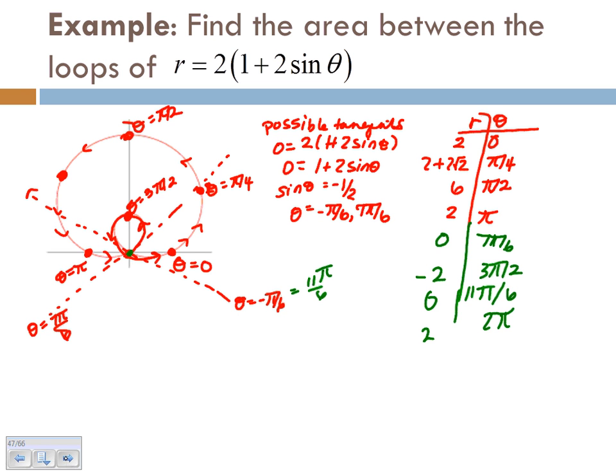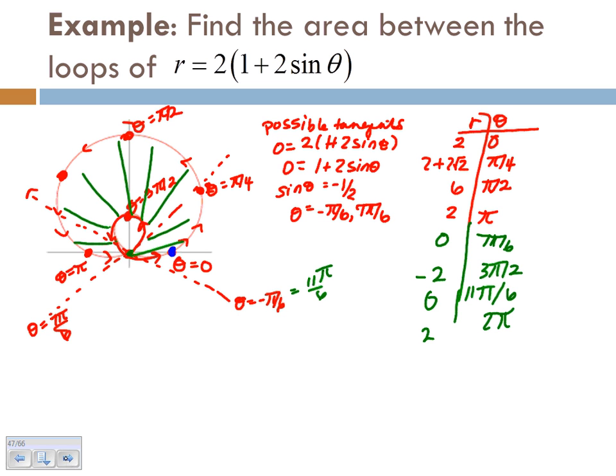Alright, so now that we have that, let's see what it asks for. It says find the area between these loops. So you are finding this area right here. Ideas? How can we find it? Because remember, sectors are going to include everything out to whatever theta you're at, right?